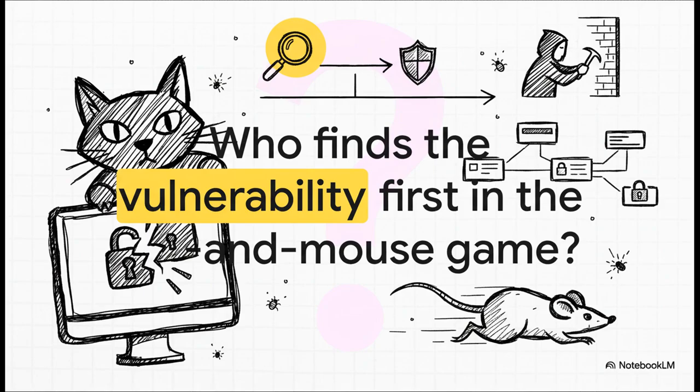Which brings us to our final thought. The digital world is always in motion. New vulnerabilities pop up every single day. And that creates this constant cat-and-mouse game between the attackers and the defenders. So with all these tools and techniques, it all boils down to one simple question. Who finds the vulnerability first? The people trying to protect the system or the ones trying to break in?